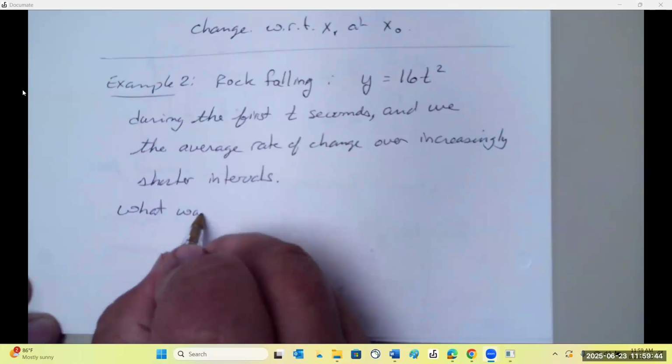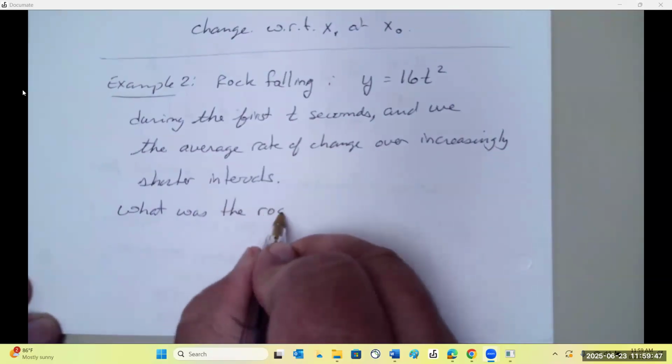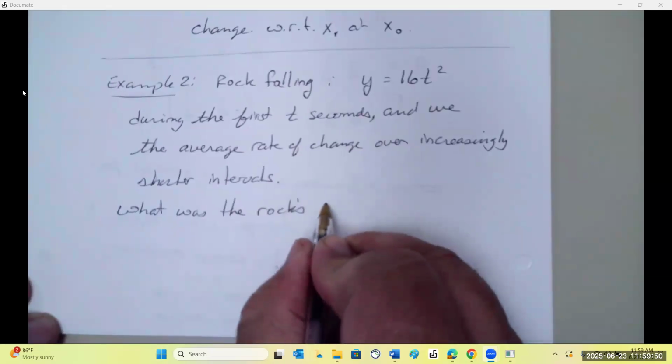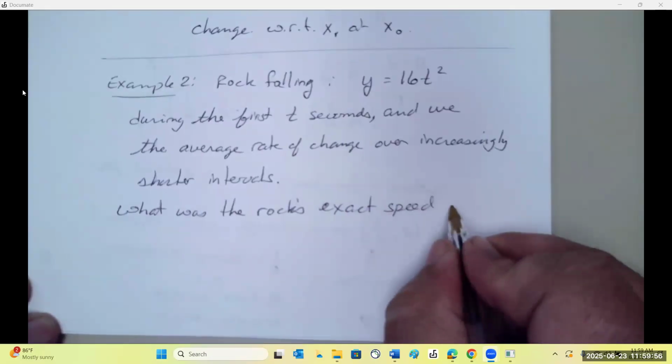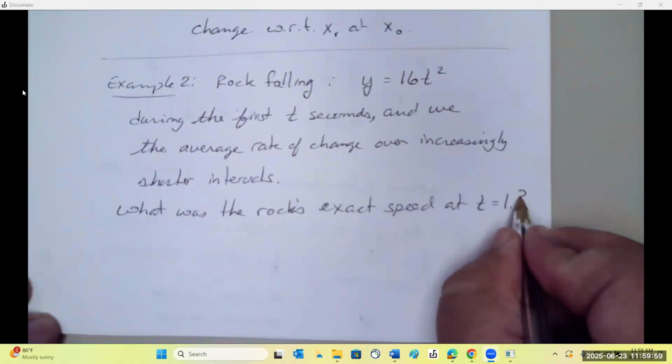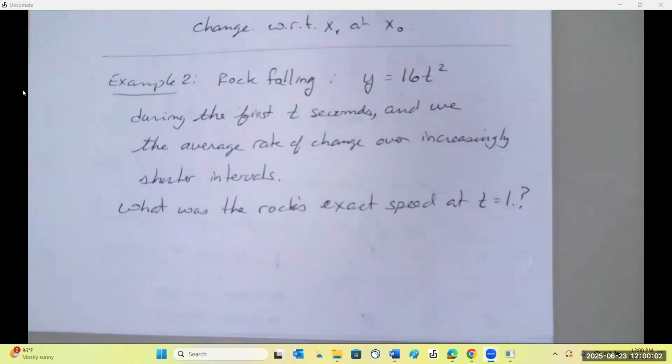What was the rock's exact speed at t equals 1? So how would you find that? What this question is asking for, average or instantaneous rate of change? It's at t equals 1, that sounds pretty instantaneous. So this is an instantaneous rate of change. So that means it's looking for what?